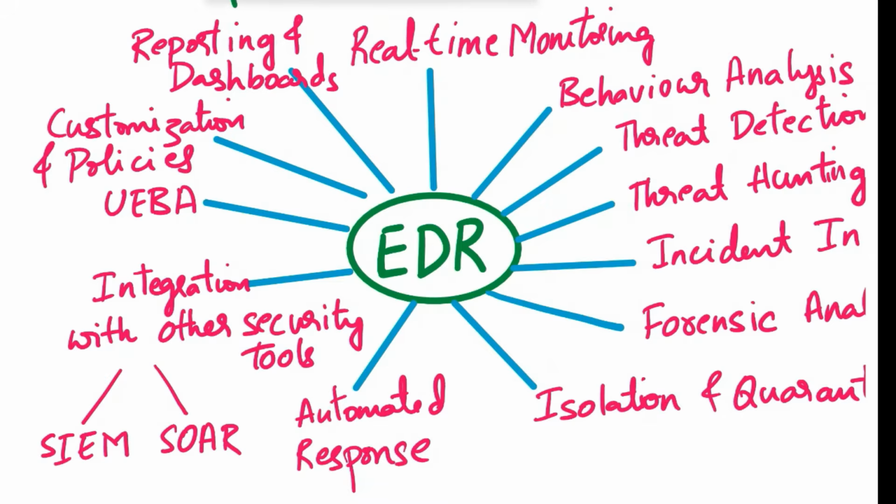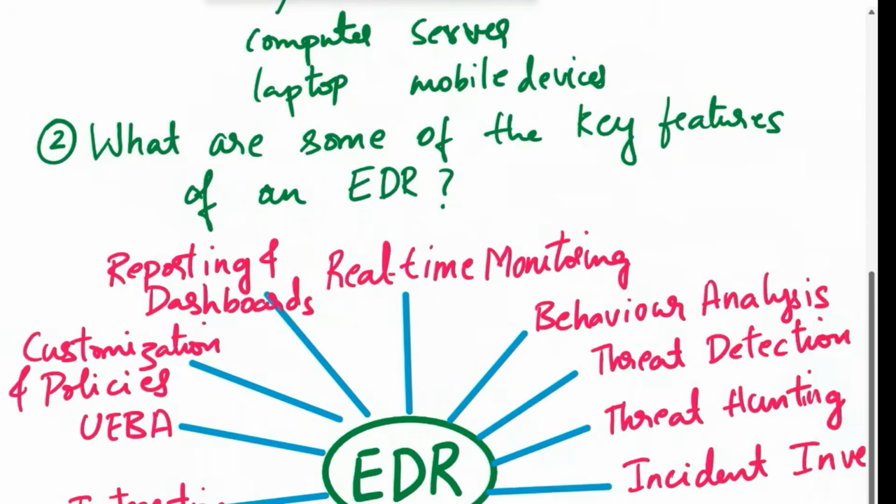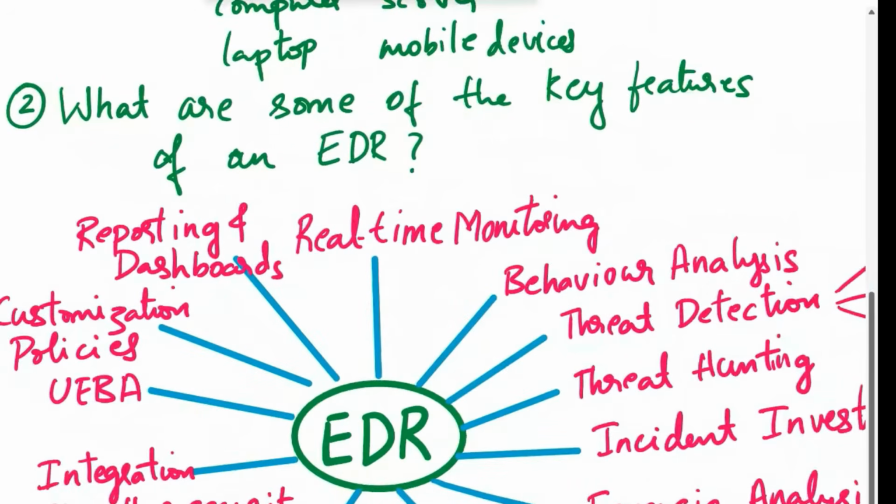So, these are some of the key features. Overall, EDR solutions combine these features to provide a comprehensive approach to endpoint security, helping organizations detect, respond to, and mitigate security threats effectively. These are not only the key features, these are also the benefits of implementing an EDR system in an organization's cybersecurity strategy. So, the question that I framed was, what are some of the key features of an EDR?